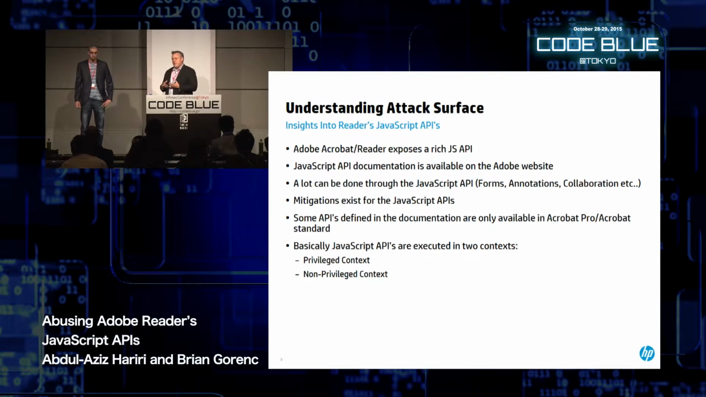And there are security restrictions in the JavaScript APIs, and we'll talk about those in a second, with the idea of privileged context and non-privileged context. You can get a really good understanding of what is available in the APIs by reading the documentation that's available from Adobe, and it kind of documents everything that you can do.